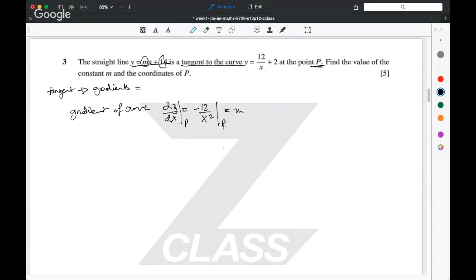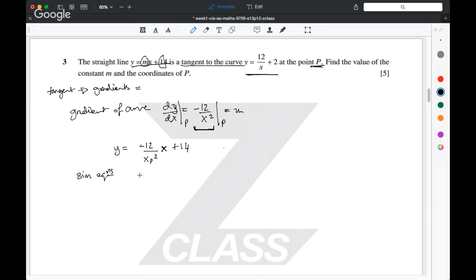So this is the x coordinate. This is what m is. So let's put that in and say y is equal to minus 12 over x at P squared times x plus 14. And at P, x is equal to x at P. Now, we also know that the line and the curve both pass through P. Fundamentally, that's where they meet, so they must both be there. So we can use simultaneous equations.